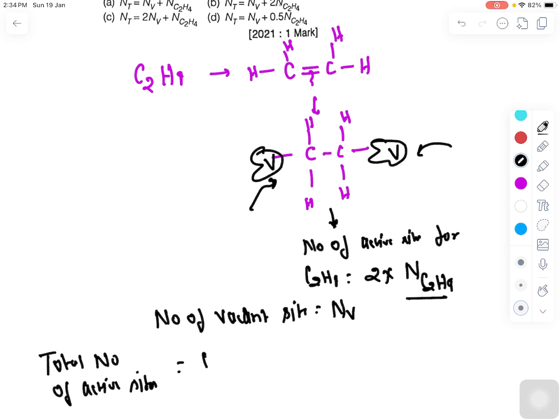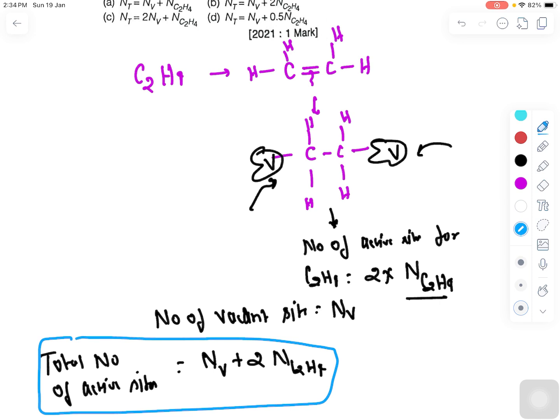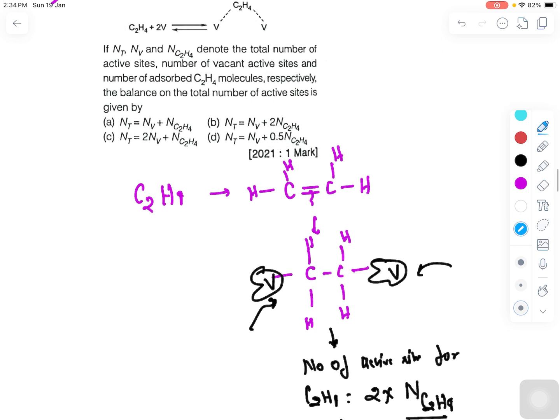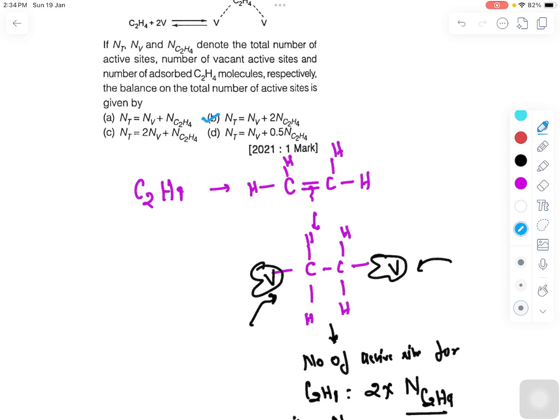sites? That is equal to the number of vacant sites plus 2 into the number of sites due to C2H4, because for one C2H4 molecule 2 empty sites are available, right? So I hope this will be your answer. And again, this was a bit of a tricky question, because you have to understand the molecules first, and once you understand the molecules, you can understand how many molecules can come and get attached to that particular molecule. So with that, you can see option B will be your correct option. Is that clear? Okay, so great.